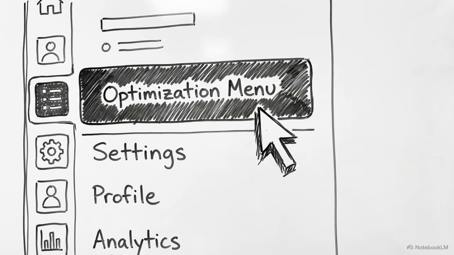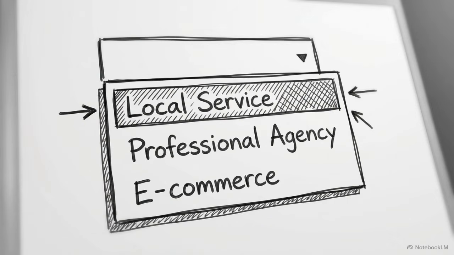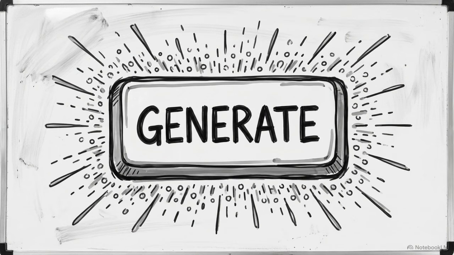Now we move to the fixes. Open the DFY Optimization Toolkit and select a schema template based on the business type, such as a local service or a professional agency. Click Generate, and the AI will analyze the audit data to formulate optimized paragraphs and trust signals tailored for large language models.